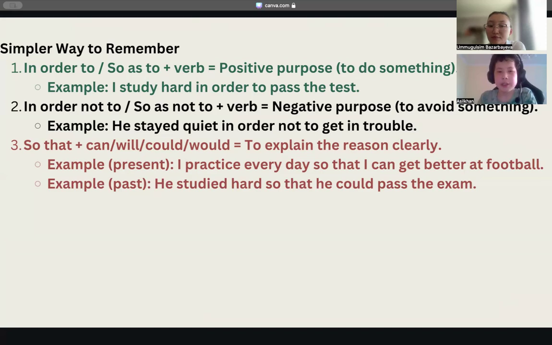And then the third is so that plus can slash will slash could slash would to explain the reason very clearly. An example in the present: I practice every day so that I can get better at football. Every day I practice now so I can get better at football, so in the future, I get better at football. And now in the past, he studied hard so he could pass the exam. He studied very hard and intensively so he could pass the exam.